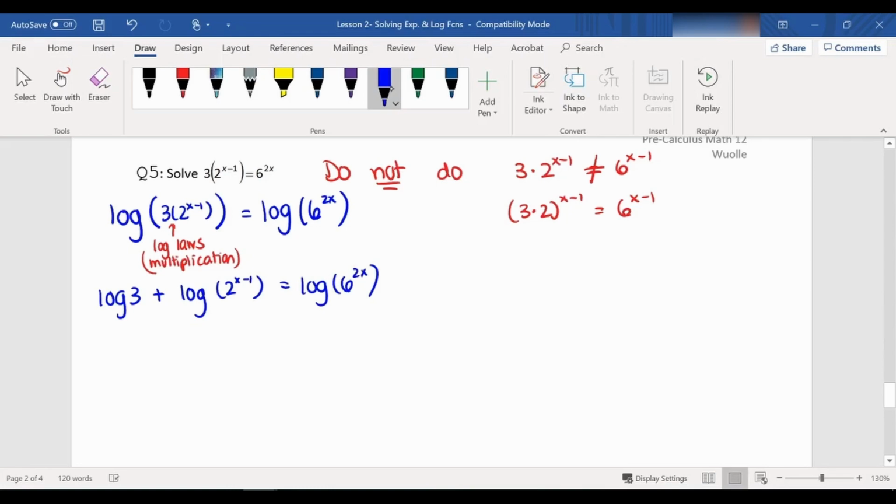Now that we've done that, we can bring our exponents down. We have an exponent on the left, the x minus 1, and we have an exponent on the right. The log 3 is just going to stay over here by itself.